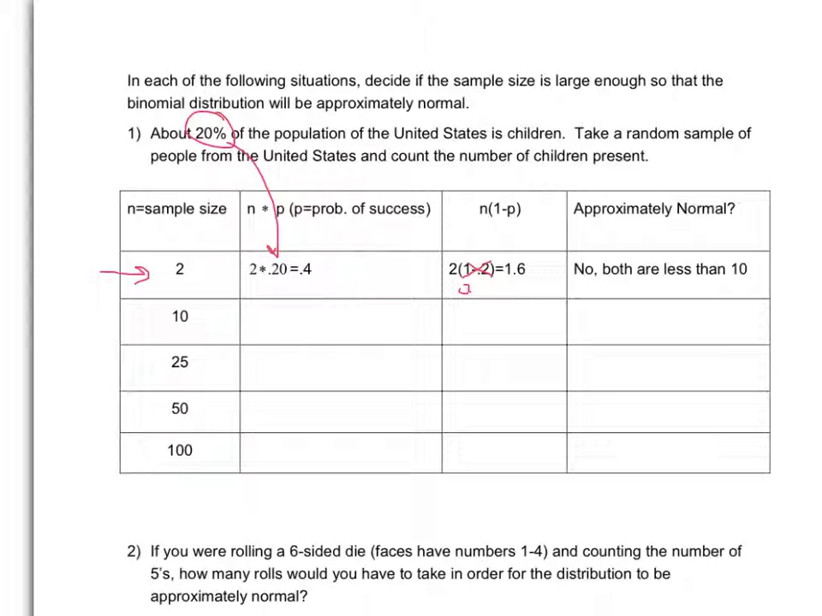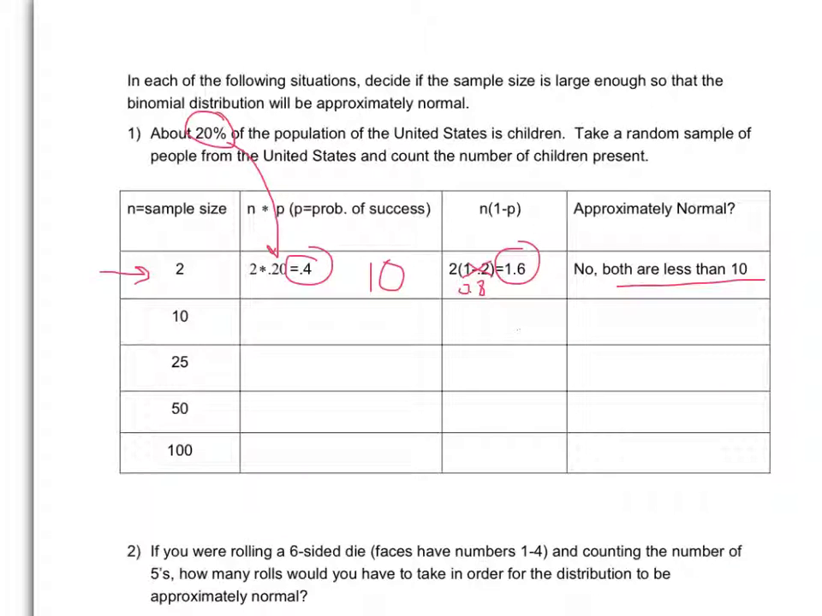So I'm going to use 0.8 times the 2. So 2 times 0.8 gives us 1.6. Now, because of the rule of 10, obviously we are not greater than 10 when we have 0.4. We're not greater than 10 when we have 1.6. Both those values are less than 10. So the sample size is too small.